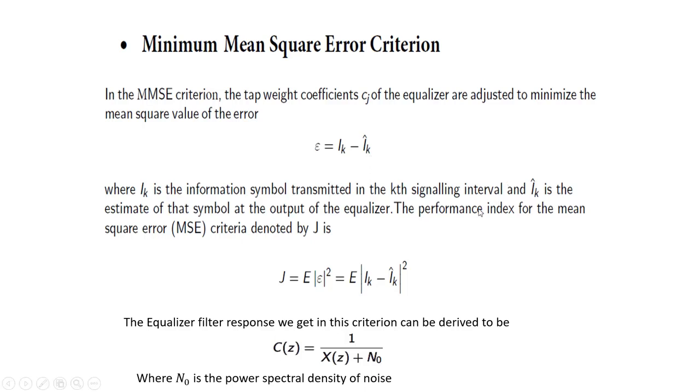The performance index for the mean square error criteria, denoted by J, is the expected value of the square of this error. Right. So J is the expected value of (Ik minus Ik hat) squared. Now, if we try to solve for the response of the equalizer with this criteria, we will not go into the details of the solution, but I will directly put the solution here.